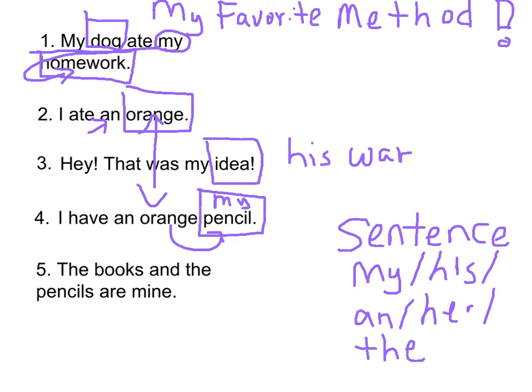Let's look at the last sentence. The books and pencils are mine. Well, let's look at books. Can I say my books? Yes. Let's look at pencils. Can I say my pencils? Yes. And so we have identified two nouns in the sentence, in sentence number 5. And I think you will find this technique the most useful technique for identifying nouns.